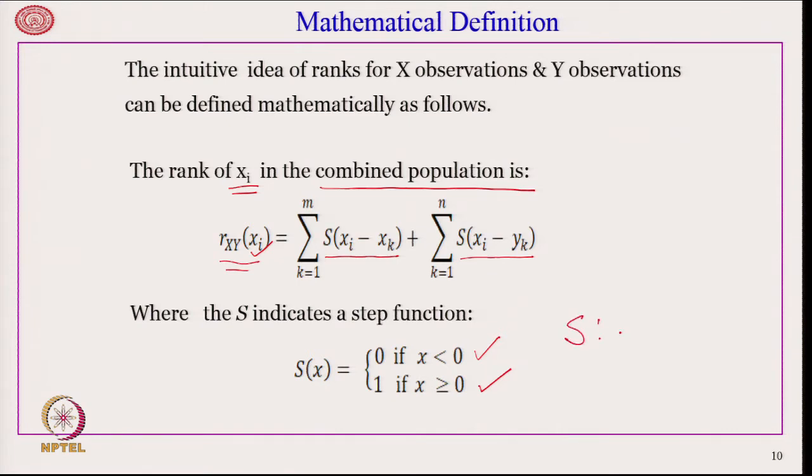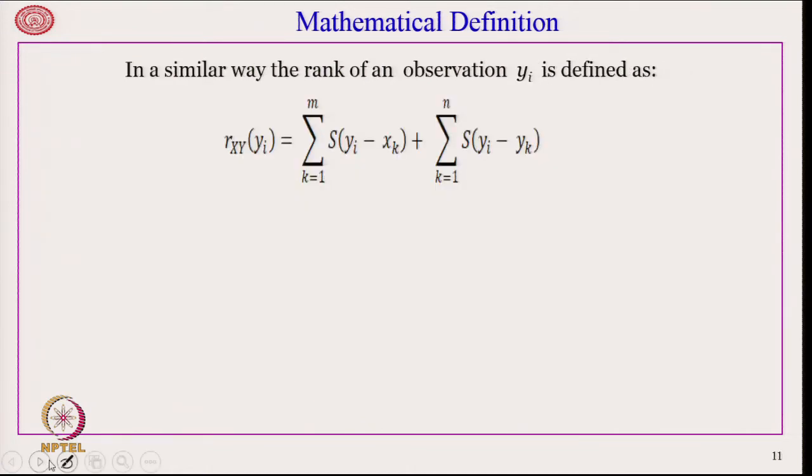Therefore, the S function looks like this. It is 0 before 0, and from 0 onwards it is 1. So, this is a type of step function that S(x) denotes. In a similar way, the rank of a y observation y_i can be defined as the summation over k equal to 1 to m of S(y_i minus x_k), plus the summation over k equal to 1 to n of S(y_i minus y_k). So, this is the one for which we are trying to find the rank, and we are subtracting all x values and y values, and based on that difference we calculate the rank.